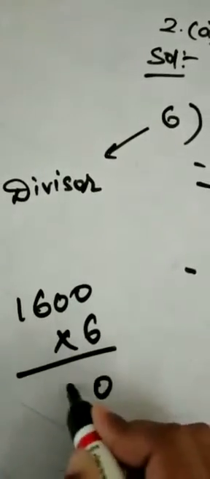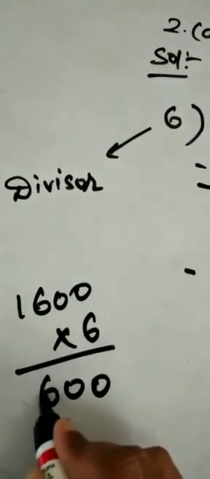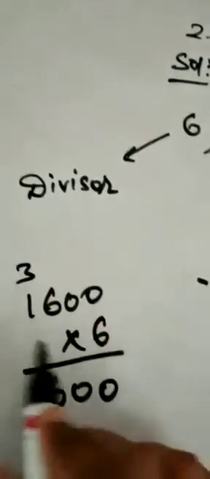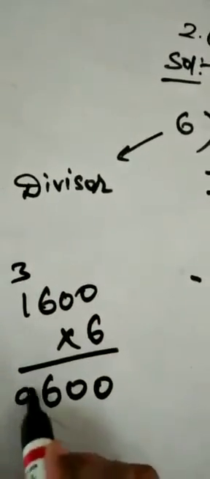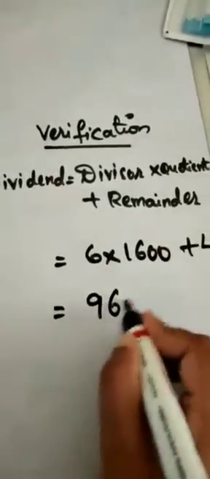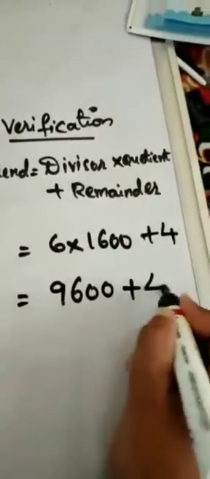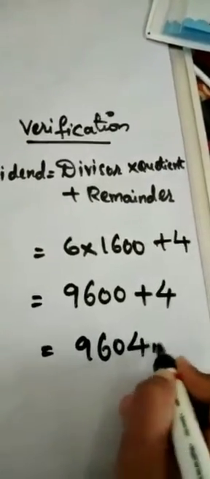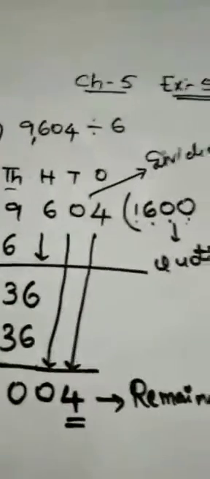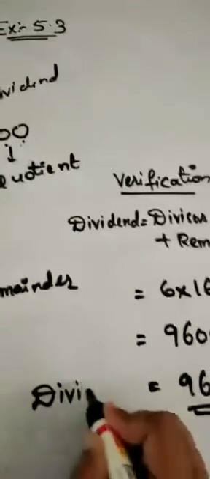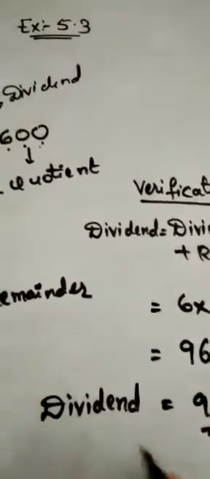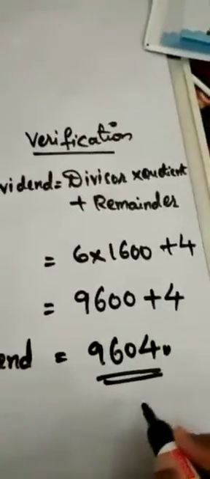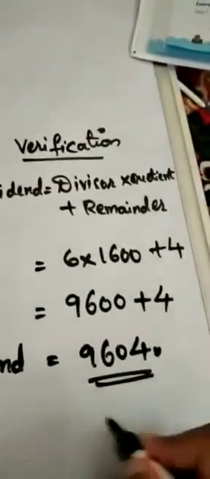6 zeros are 0, 6 zeros are 0. 6 sixes are 36, 6 here, 3 carry here. 6 ones are 6 plus 3, 9. 9600 we got. 9600 plus 4 is 9604. So this is the dividend, yes or not? So our answer is correct, and we verified.